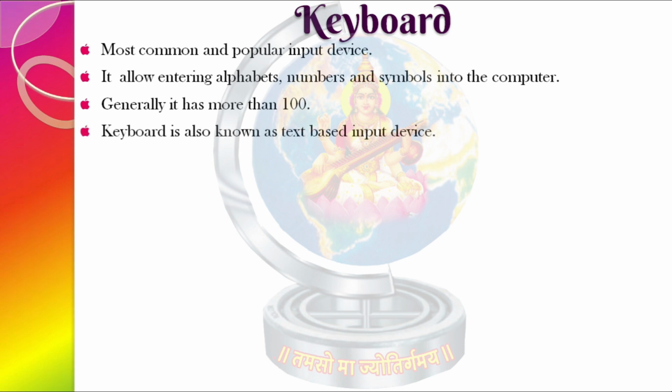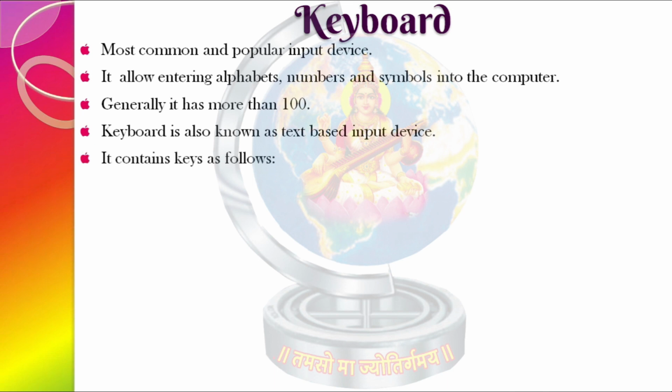The keyboard is also known as a text-based input device. Why? Because the keyboard accepts text only. You cannot input any kind of extra information except text. We can provide alphabets, numeric values, and special characters, and we can leave some space, but using the keyboard we cannot put in any image. For that another device is used, which we will see later on.